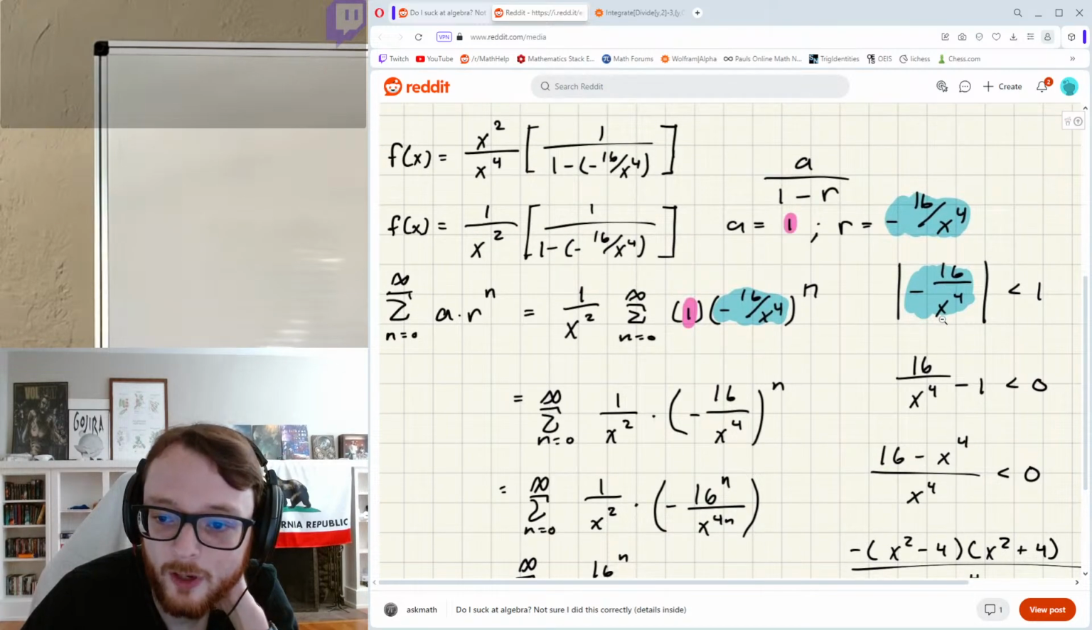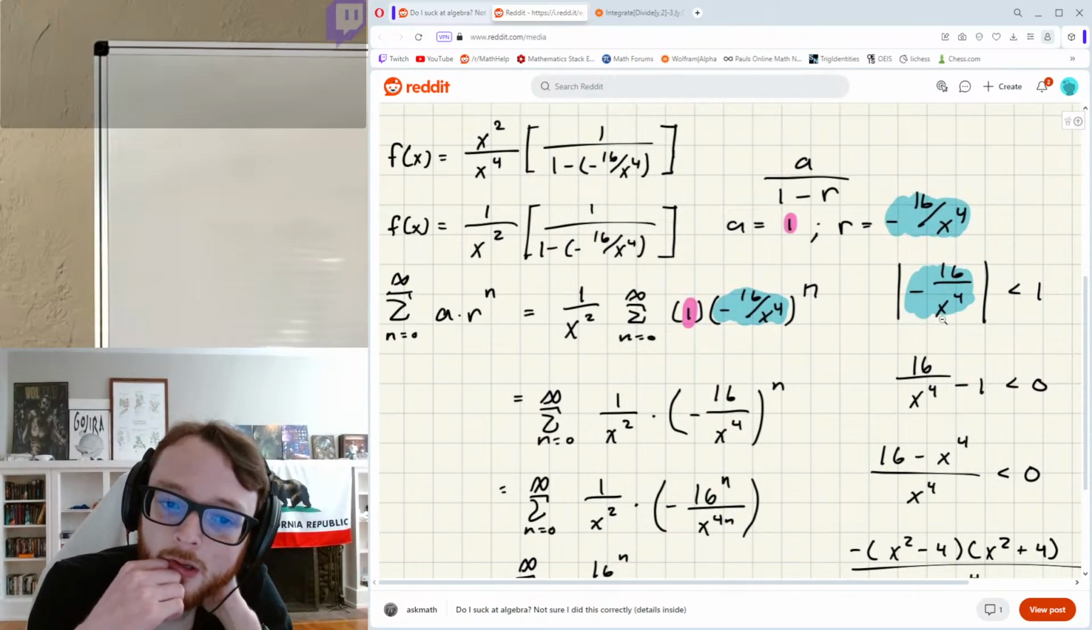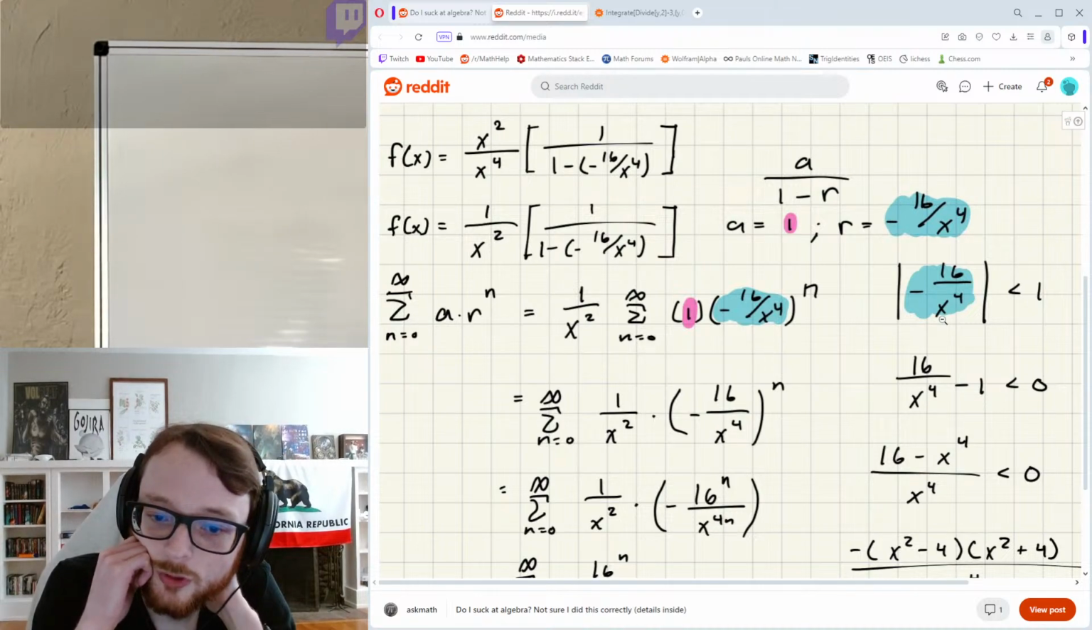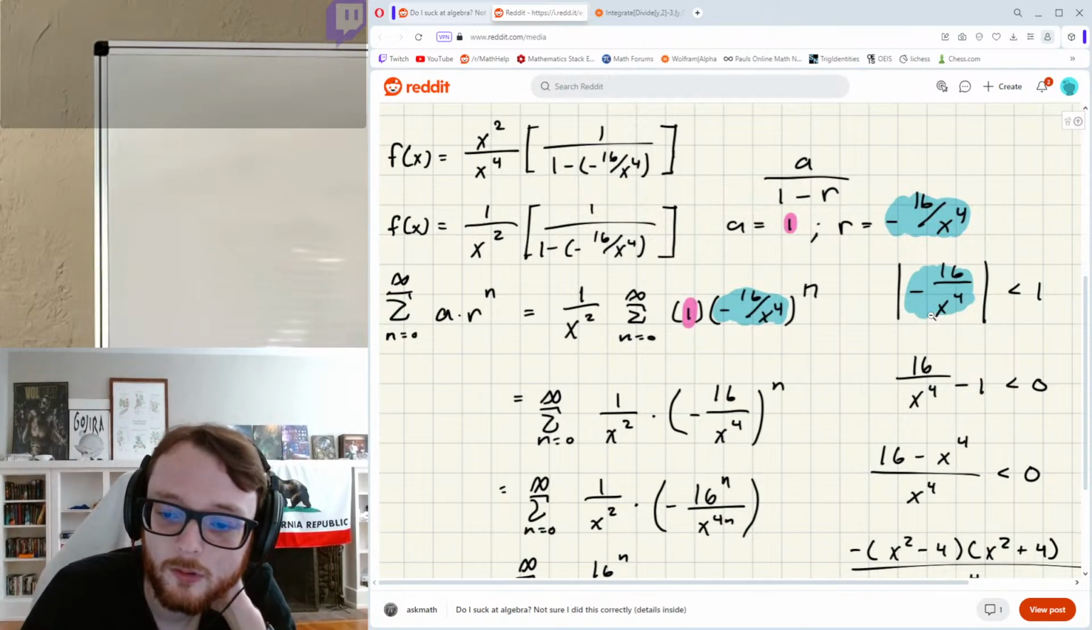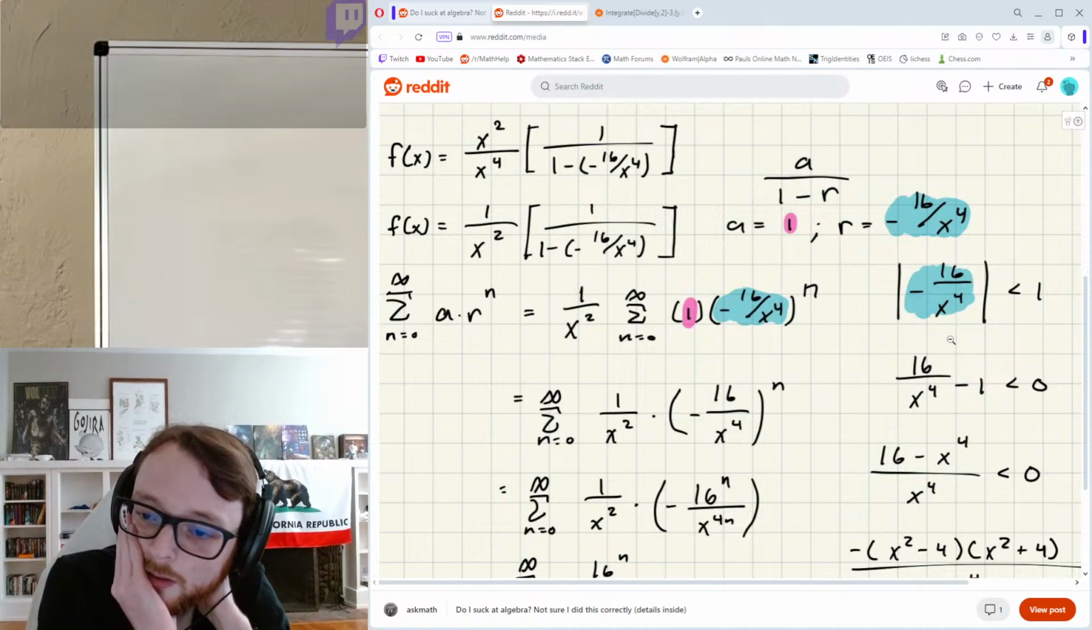So they said they got confused when setting the inequality, which is for a geometric series to converge, you need your rate to be less than 1. Well, the absolute value of your rate to be less than 1. So, kind of an interesting question, because 16 over x to the fourth is always a positive number, but there's a negative sign stuck in front of it. What are they doing here?